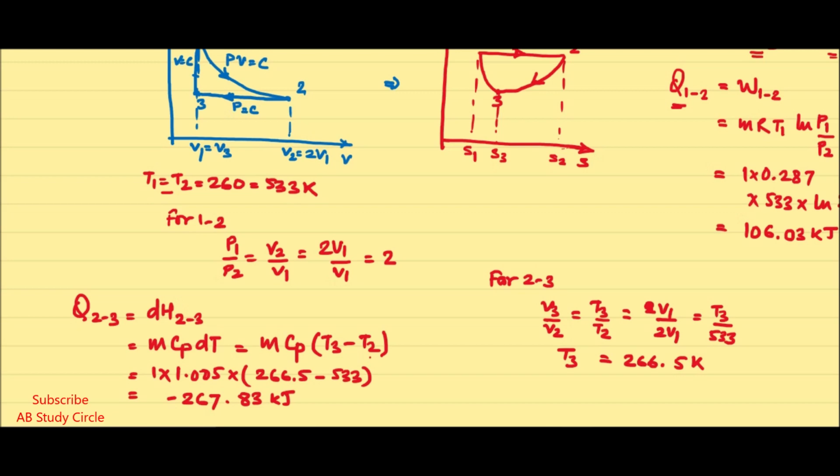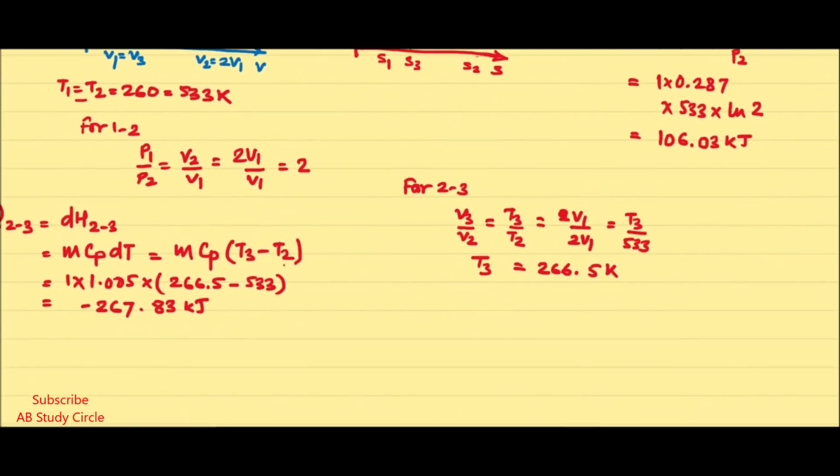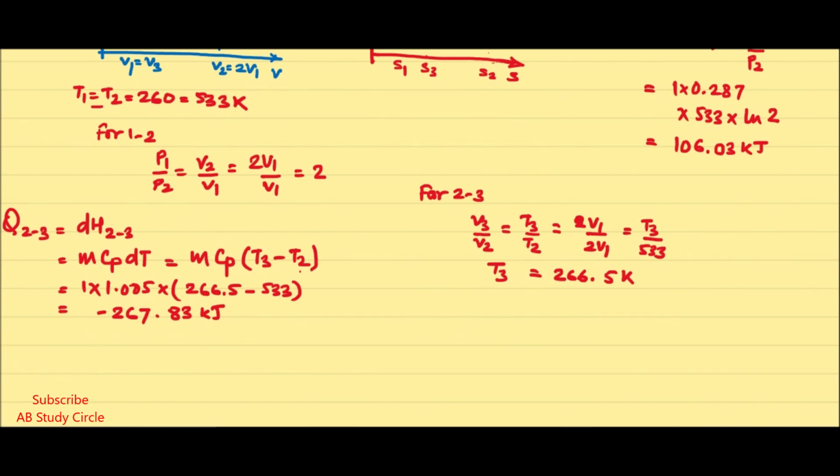So now, as we have QNET equal to this and this, both the values we have just got, let's have the algebraic sum of these two. So QNET is equal to 106.03 minus 267.83. We are having the algebraic sum and it will be minus 161.8 kilojoule. And this is the second part of the question. Now we have got these values with us.